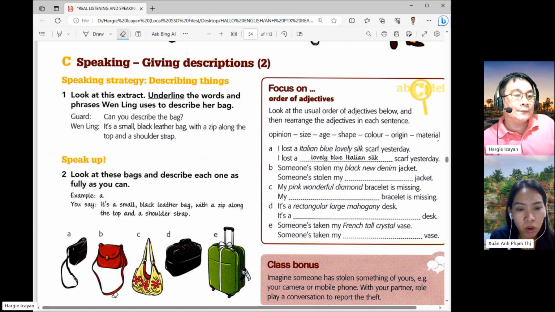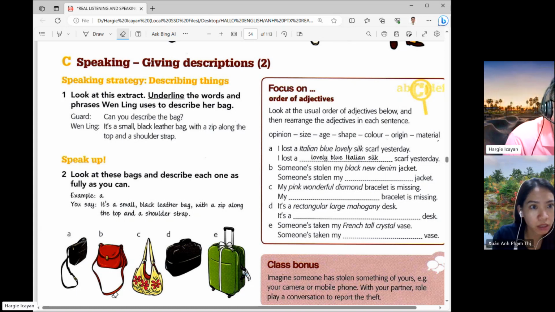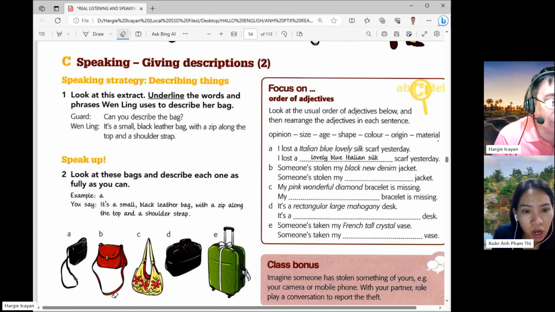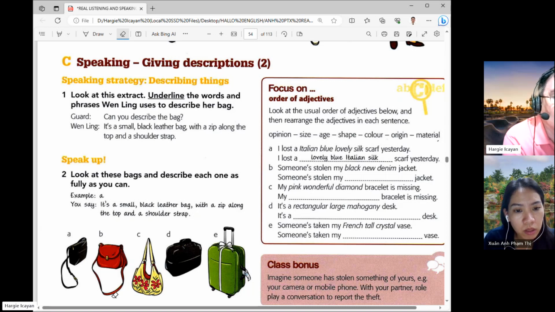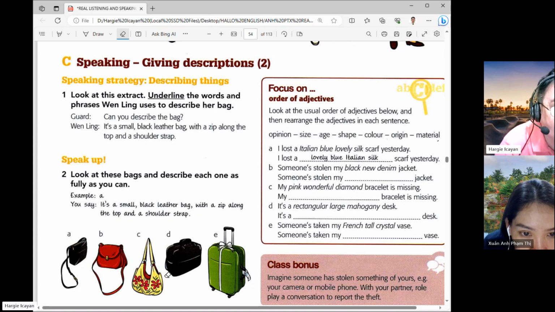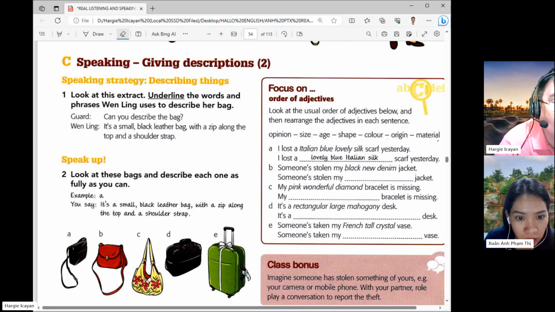It's a small yellow bag with a flower pattern. Okay, it's flowery. You can say it's a small yellow flowery bag. Or you can also say it's a small yellow bag with a flower design. And it has a handle, a shoulder strap.